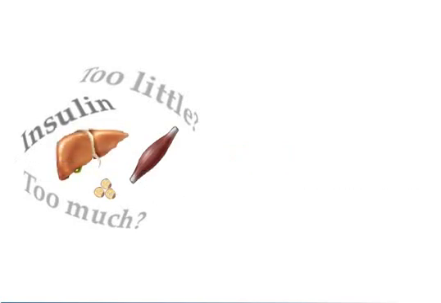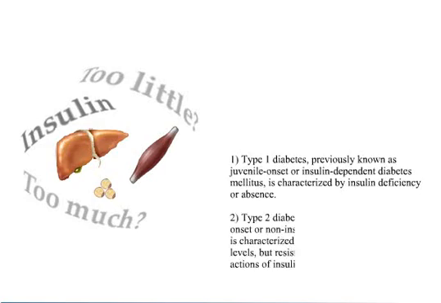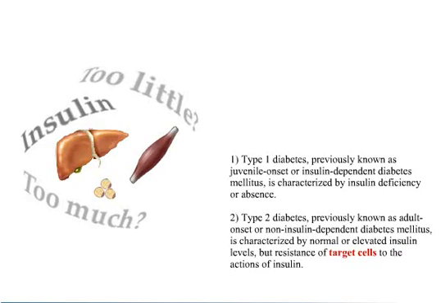There are two types of diabetes mellitus, often simply called diabetes. Type 1 diabetes, previously known as juvenile onset or insulin-dependent diabetes mellitus, is characterized by insulin deficiency or absence. Type 2 diabetes, previously known as adult onset or non-insulin dependent diabetes mellitus, is characterized by normal or elevated insulin levels but resistance of target cells to the actions of insulin.